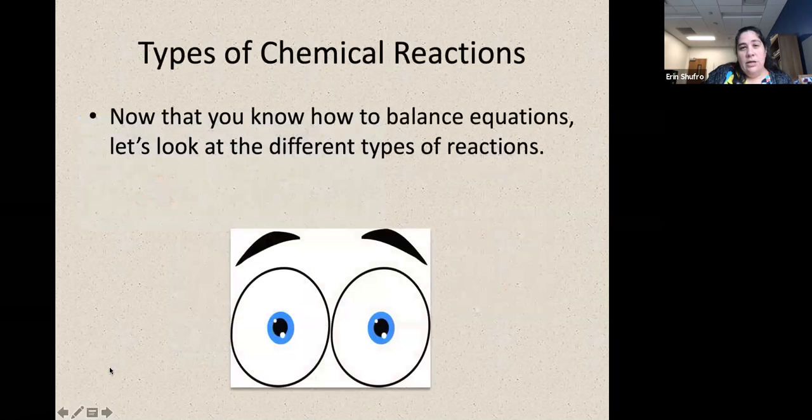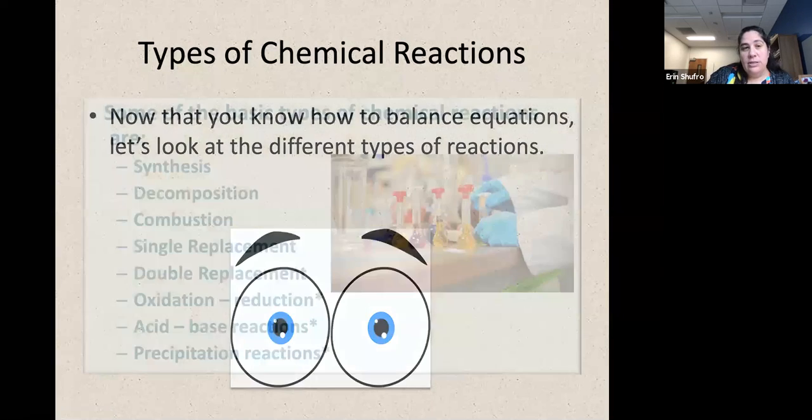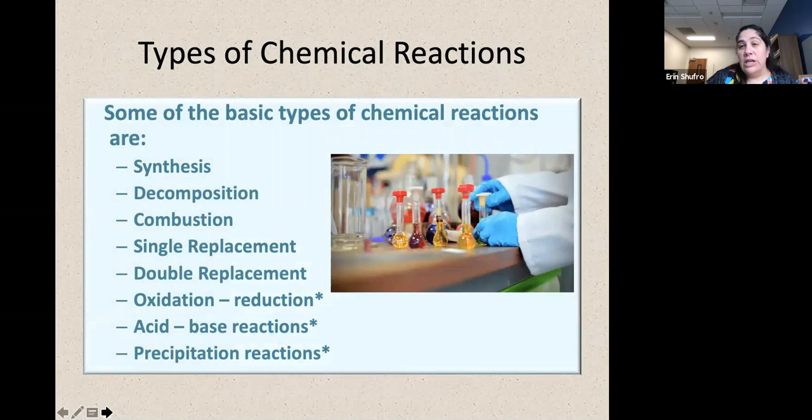All right. So now that we know how to balance an equation, let's look at the different types of equations. I know this is a really long list of types of chemical reactions, but I promise it's not as bad as it sounds. Some of the basic types are synthesis, decomposition, combustion, single replacement, double replacement, oxidation reduction, acid-base reactions, and precipitation reactions.